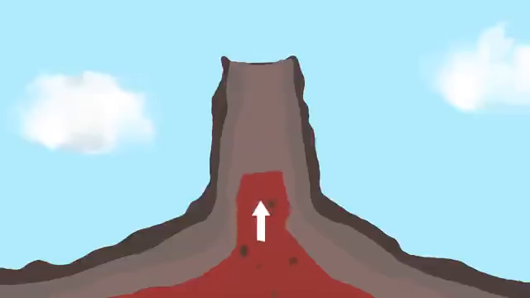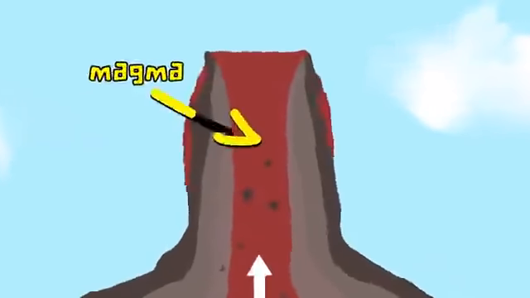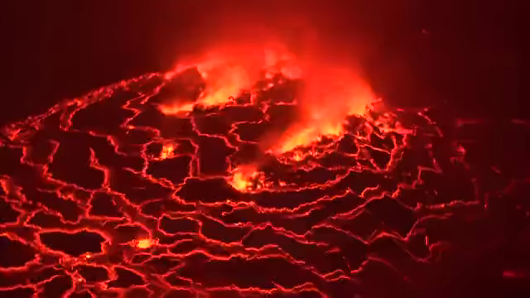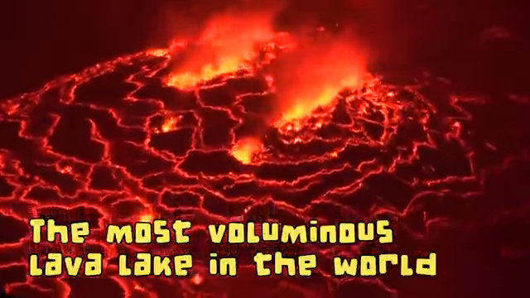That's coming from deep inside the earth, from the mantle, the earth's middle layer. It's actually rock that is so hot it has become a liquid called magma. Nyiragongo is actually the most voluminous lava lake in the world. From inside the earth? Wow!